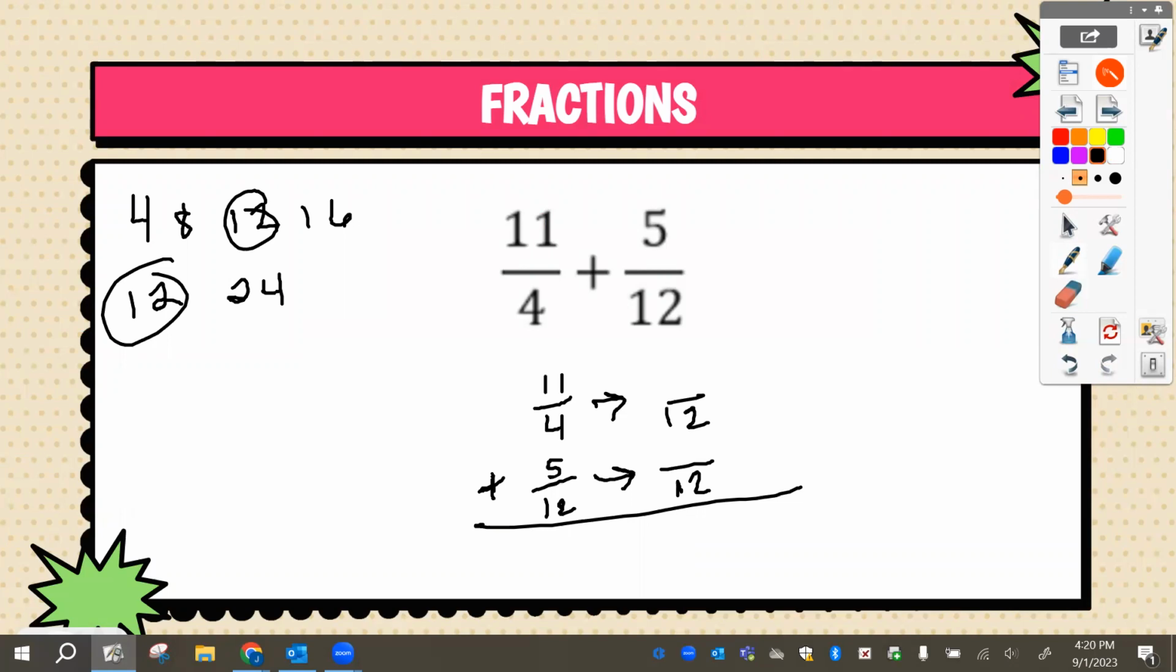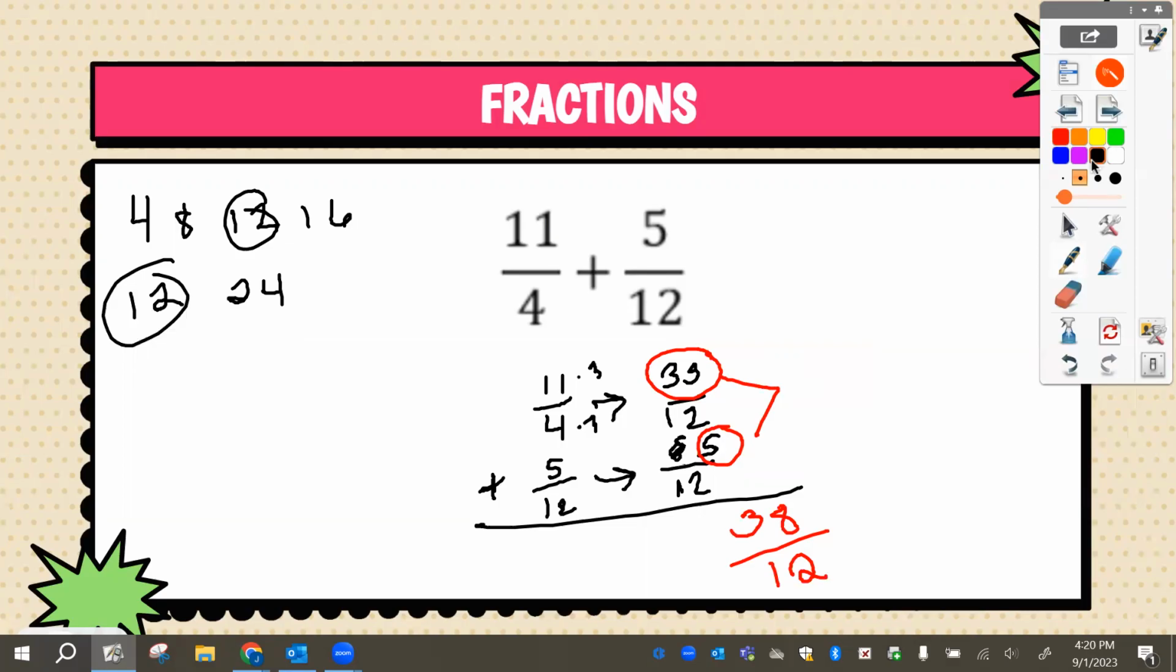If I look at my top fraction, 4 times 3 is 12. So 11 times 3 is 33. And 12 times 1 is 12. So 5 times 1 is 5. All right, and now we just add. 33/12 plus 5/12. 33 plus 5 gives me 38. And the denominator stays the same.